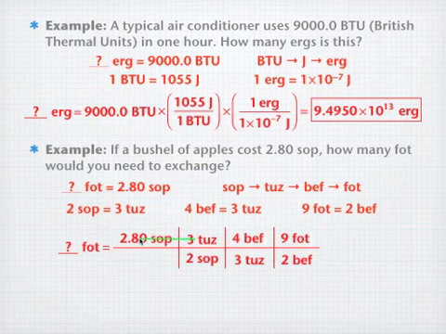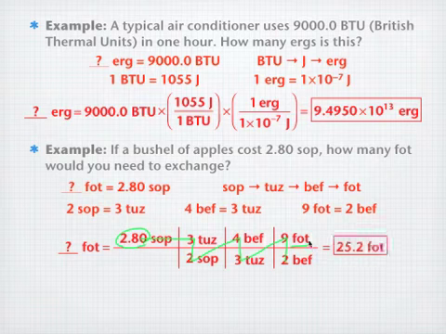So let's do our calculation. 2.80 times 3 divided by 2 times 4 divided by 3 times 9 divided by 2. Now you can really see why this is called the zigzag method, because I'm zigging and zagging between numerator and denominator. When I get done, I need 3 significant figures in my answer, and I need units of fots, so I get 25.2 fots.